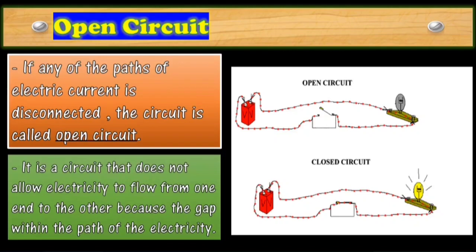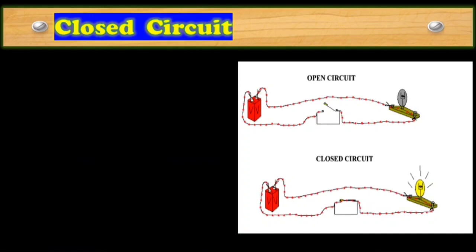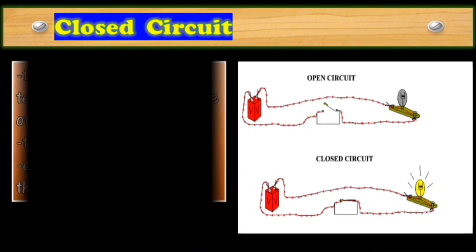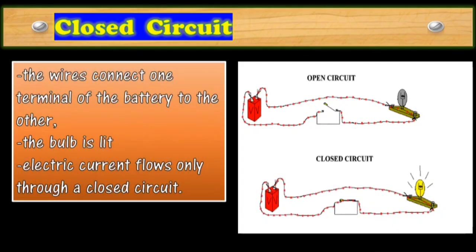So ibig sabihin pag ang open circuit, ibig sabihin yan naka-close yung ilaw. In other words, kapag ang ilaw nyo ay bukas, that is in the closed circuit. So closed circuit, the wires connect one terminal of the battery to the other. The bulb is lit. Ibig sabihin, buhay. Ibig sabihin, bukas.